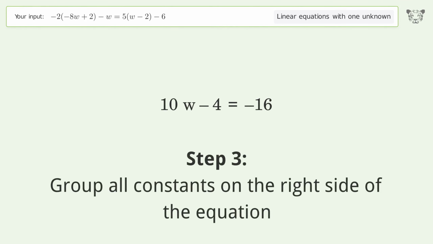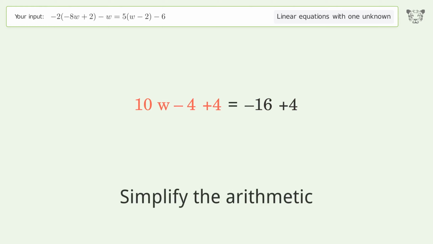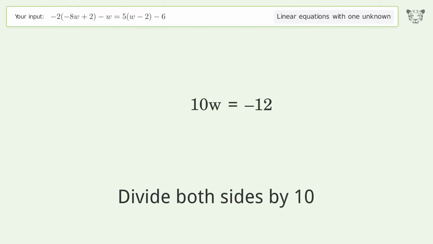Group all constants on the right side of the equation. Add 4 to both sides. Simplify the arithmetic. Isolate the w. Divide both sides by 10.